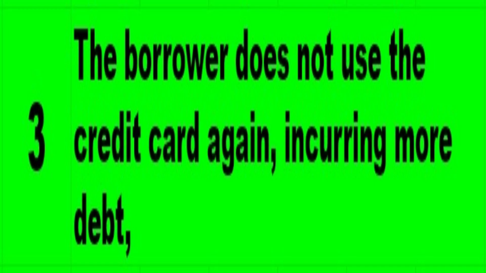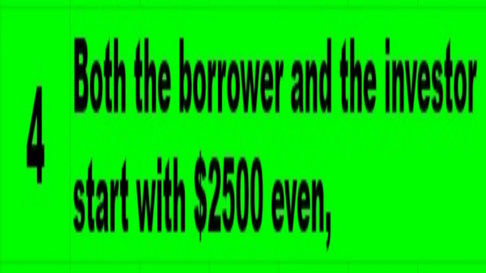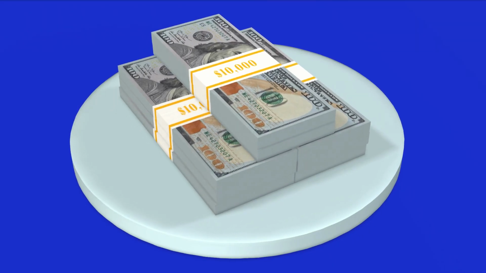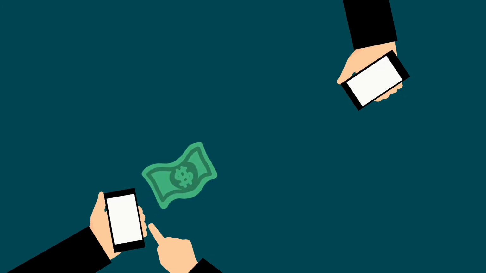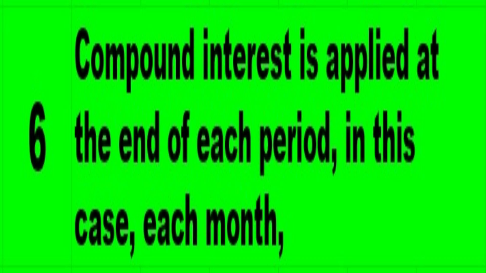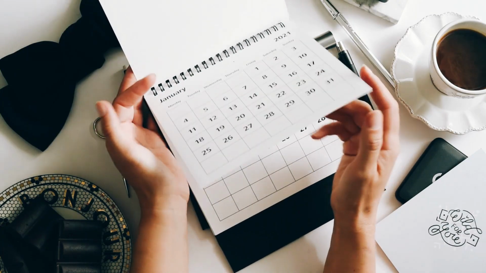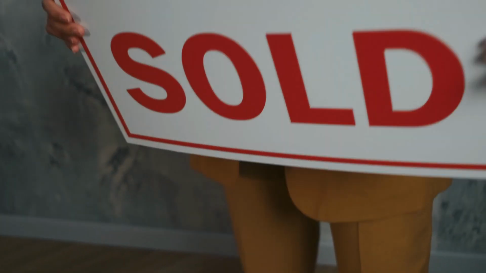Third, the borrower does not use the credit card again, incurring more debt. Fourth, both the borrower and the investor start with $2,500 even. 5. Both the borrower and the investor pay or invest $300 each month. 6. Compound interest is applied at the end of each period, in this case each month. Finally, the exercise stops once the credit card is paid off to see the impact.